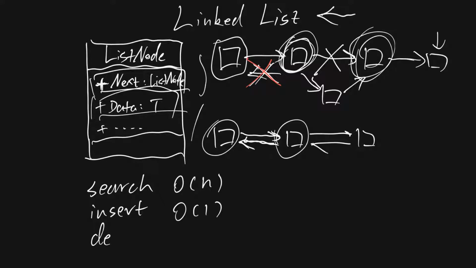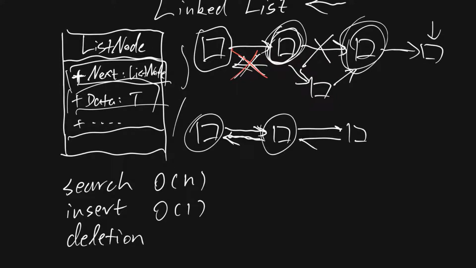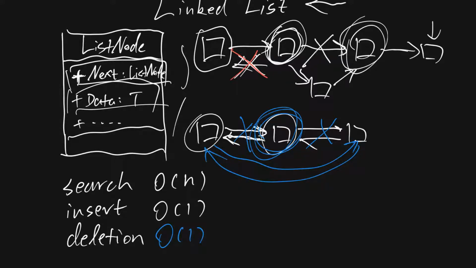What about deletion? Deletion is the same thing. Say if we want to delete this node right here. All we need to do is break these and link them together. That's also O(1) time. That's also an O(1) time operation.